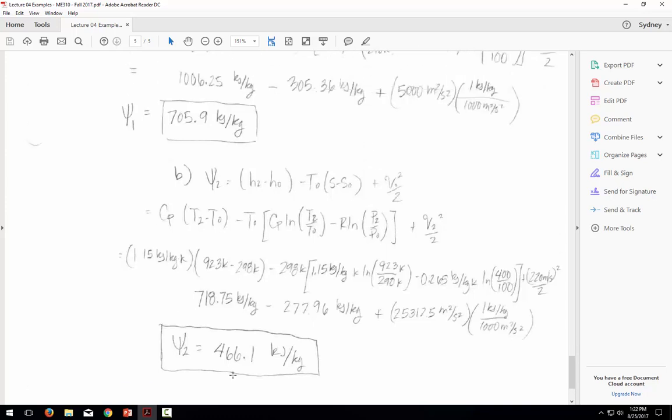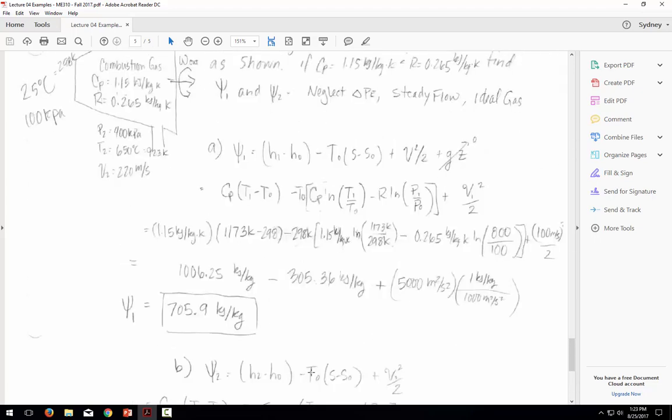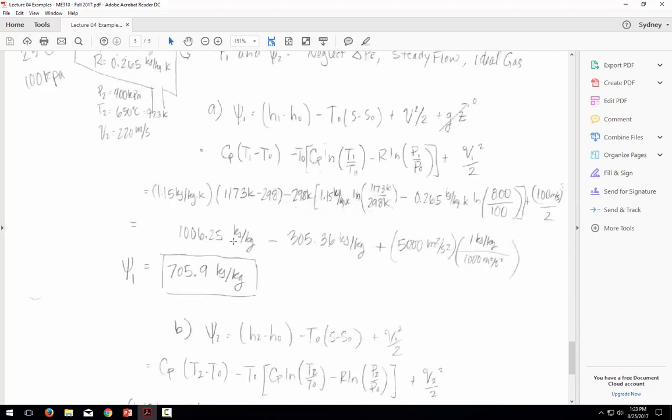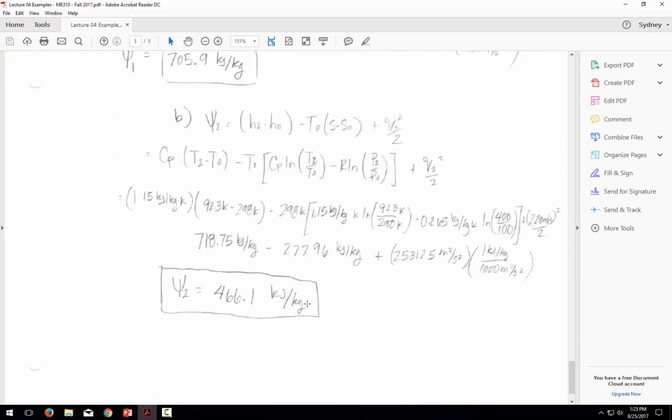If we wanted to be very thorough, we could find the difference in exergy from the inlet to the outlet. We could subtract 705.9 minus 466.1, and we'd find something on the order of 240-something kilojoules per kilogram. We're not given a mass flow rate, so we leave it in the per unit mass terms as you see there.